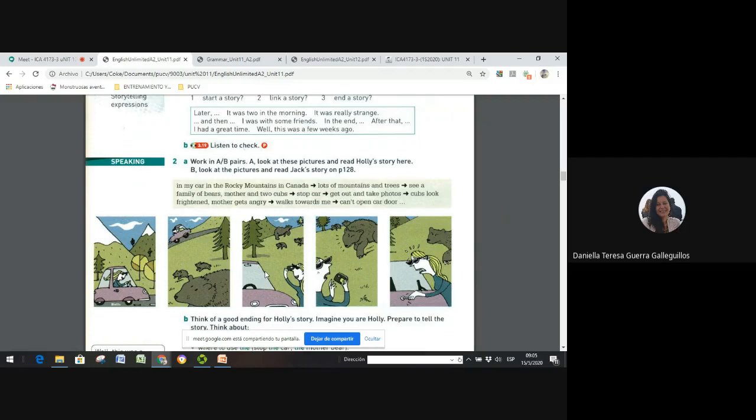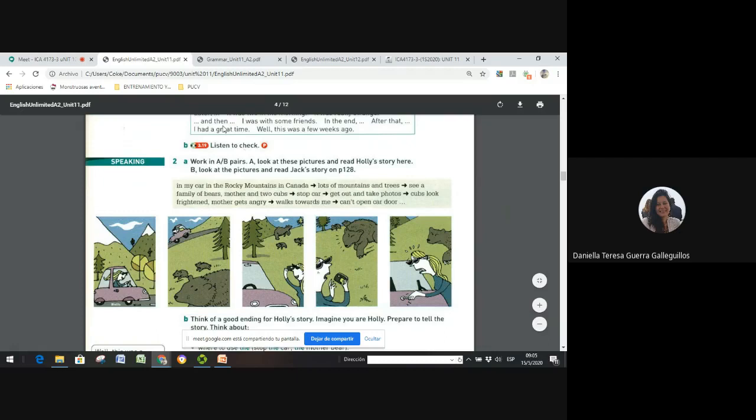Okay? Say it again. I stop the car and take photos. I stopped the car. But first you say, okay. So you were saying that you saw a family of bears, a mother and 2 cubs. So you decided to stop the car, and then I stopped the car. Remember to use the connectors. Okay? Thank you. Number 4, after that, what happened?